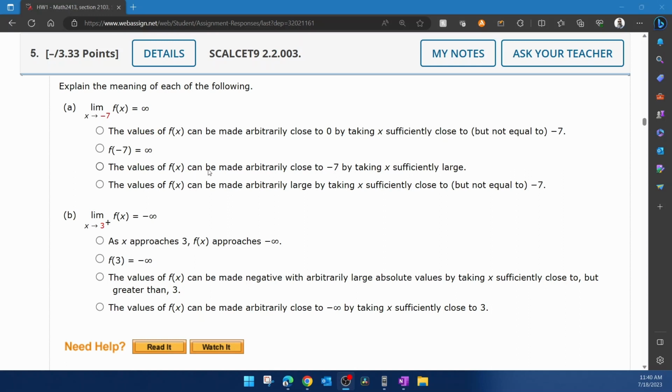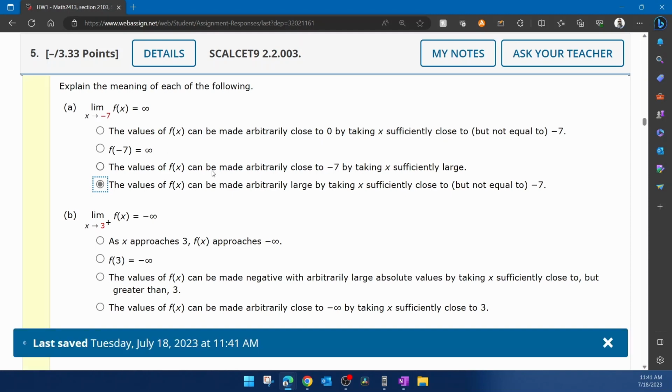The values of f of x can be made arbitrarily close to -7. No, because the x values are what approaches -7. And so it must be this last one. It says the values of f of x can be made arbitrarily large. Arbitrary, that means as large as we want, by taking x sufficiently close to but not equal to -7. That is exactly what that is saying. That the function values will get infinitely large as we get infinitely close to -7.